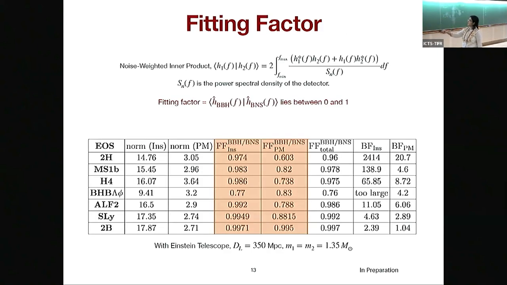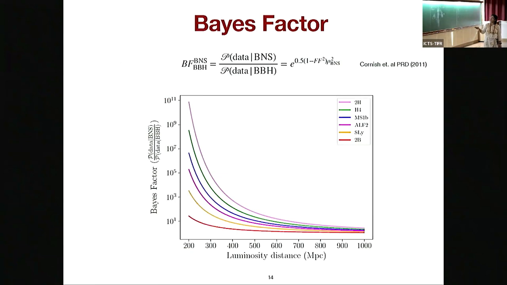I mean, 2B is anyway ruled out from the GW170817 electromagnetic observations and observations of different neutron stars and their spins. 2B is not a very acceptable equation of state. So if you go to 2B, then you cannot distinguish, that is more like a black hole. You see that even with the lowest luminosity distance, the Bayesian evidence is just around 10-20.